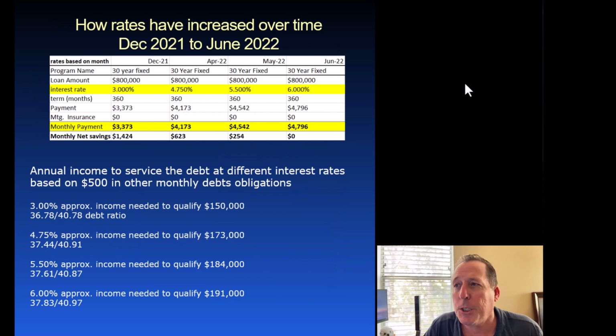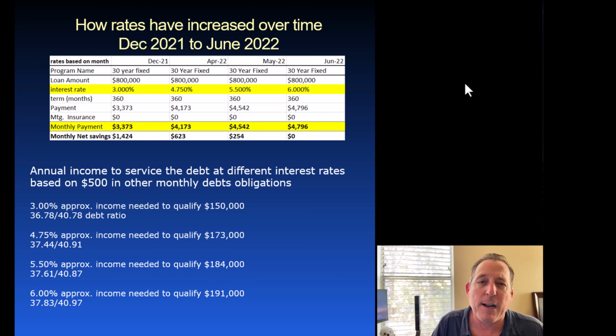Now this shows you exactly, based on different time frames in the last 6 months. So I did it at 3% in December, 4.75 in April, and May was 5.5, and then June at about 6%, give or take. So you can see the effects.